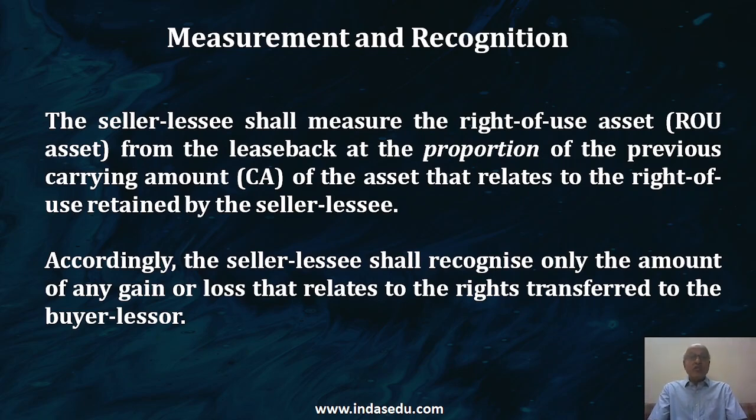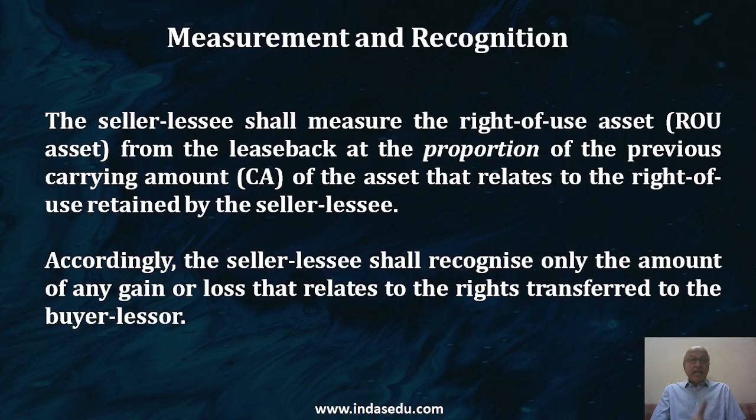Measurement and recognition. From the lessee's point of view, here it is called seller lessee. The initial journal entry is right of use asset debit, and lease liability credit. So lease liability can well be measured, that is the present value of the future lease payments. We need to find out how we measure the right of use asset.